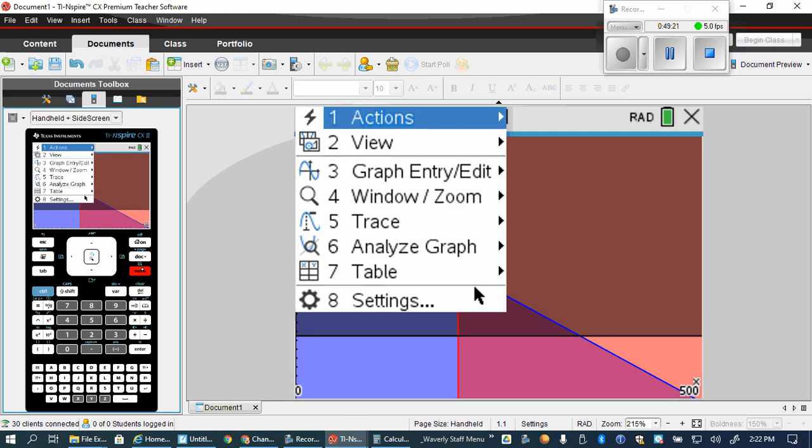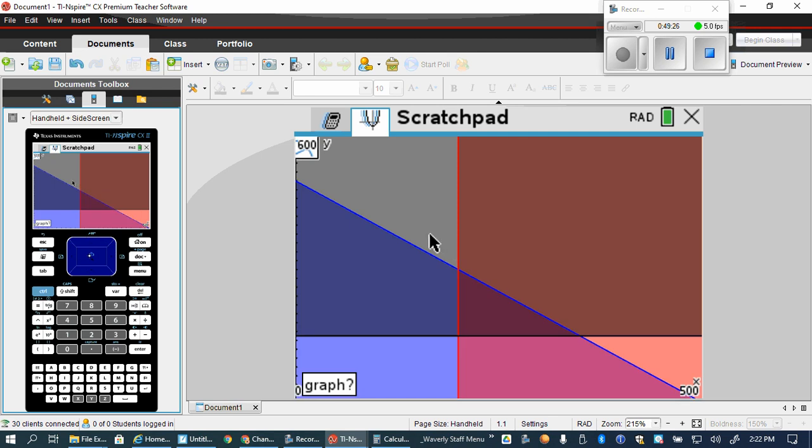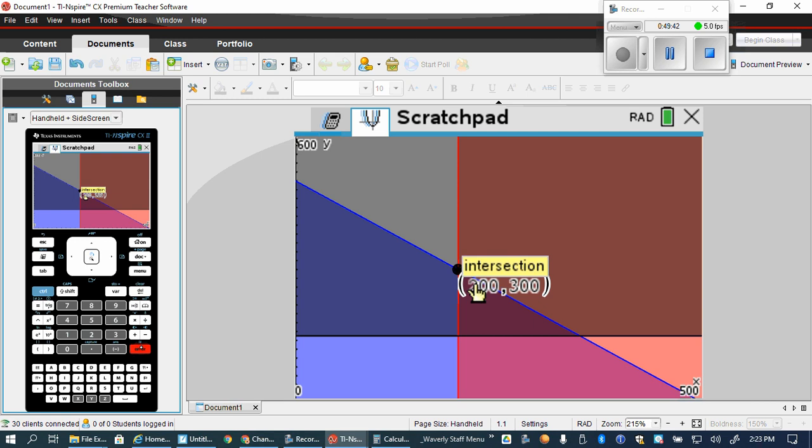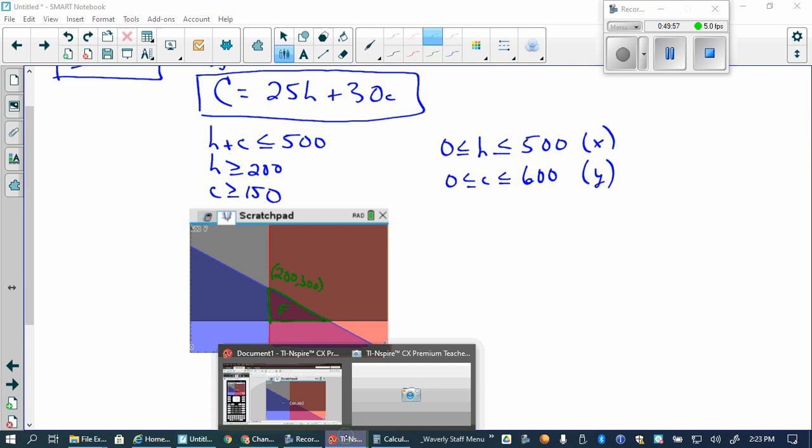So menu 6, 4. Well, you guys are masters at this. So that one and that one, and then click, drag it down here. Okay. So that is 200 comma 300, right? So this one here is 200 comma 300. Let's find the other one.